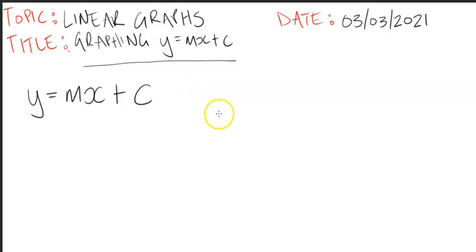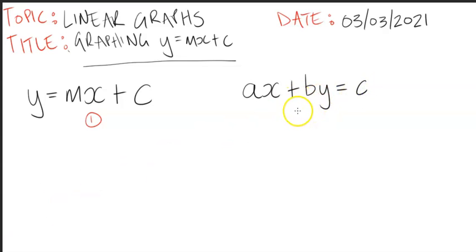Now there is another format as well. So this one here is the first format and the most common format that you'll see. But you will see another format that looks like ax plus by is equal to c. And this is another format that we could see within the textbook as well. Now, right now, we can't see any numbers within these two different equations. Remember, these are different formats. Okay, these are formats of equations.